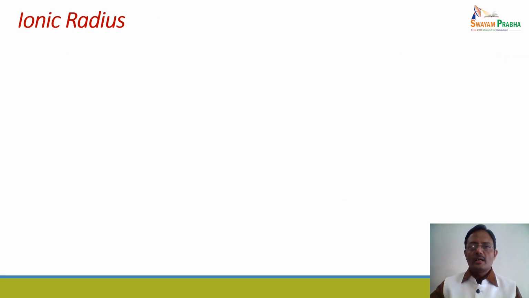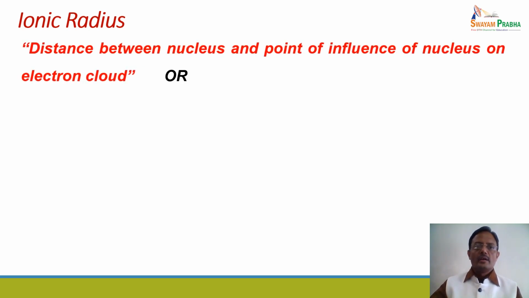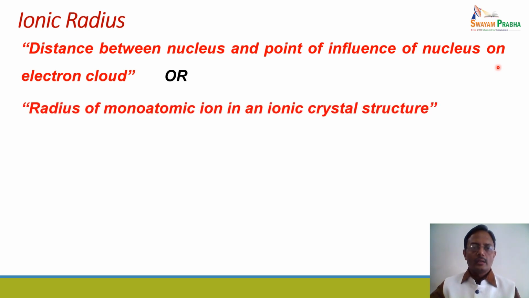The second way of expressing the atomic radius is the ionic radius. Now, what is the ionic radius? It is the distance between the nucleus and a point of influence of the nucleus on the electron cloud. We know that every ion or atom consists of a positively charged nucleus and the electron cloud. The distance up to which the nucleus has its effect is called the ionic radius. It can also be expressed in a different manner, as the radius of a monoatomic ion in an ionic crystal structure.